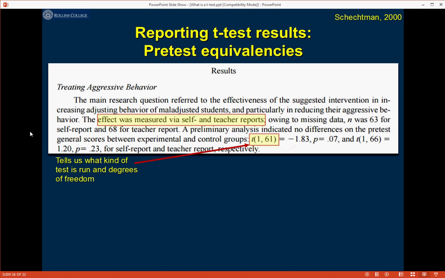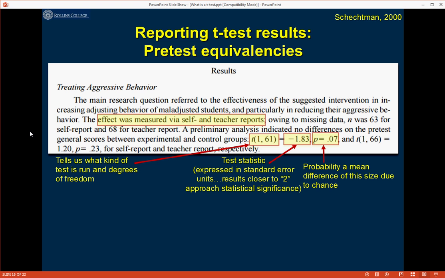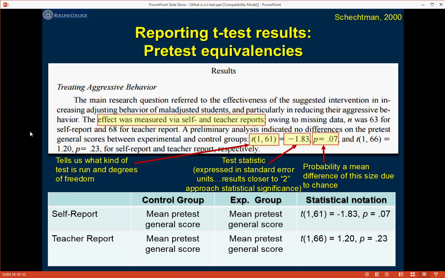When we look at comparing these two means, the mean for the control group and the mean for the experimental group, we know right away that these are independent samples t-tests that are going to be run here. The folks in the control group are not the same as the folks in the experimental group, and there's no indication that they've been matched on any important variable. So that's reported where it says t(1, 61) = -1.83, p < 0.07. That's what's right here. This is an independent samples t-test.